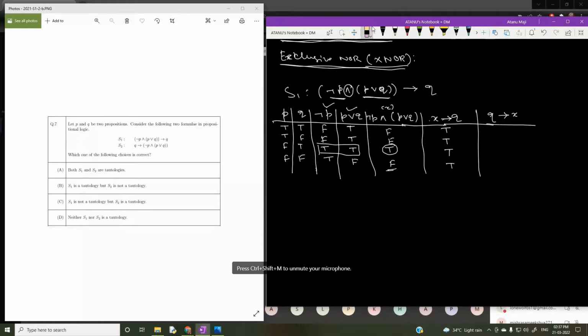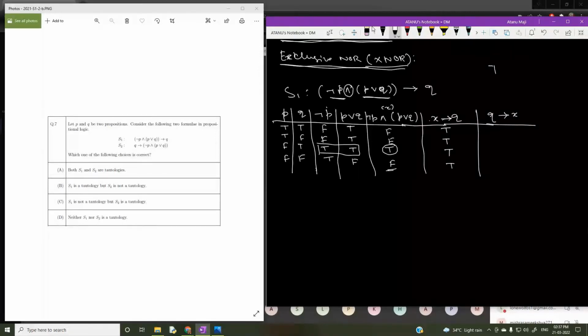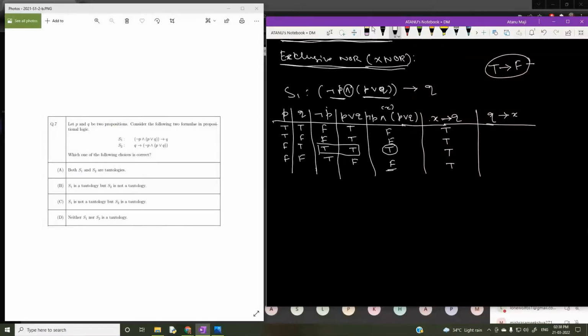If we find this Q conditional X, you know what to do. First of all, take the column for Q and check where T implies F is happening. If you get any such condition, then directly you can put the result as false. For all other cases, the result should be true. So we look for the condition that the first proposition is true but the second one is false. Only there we put the result as false.